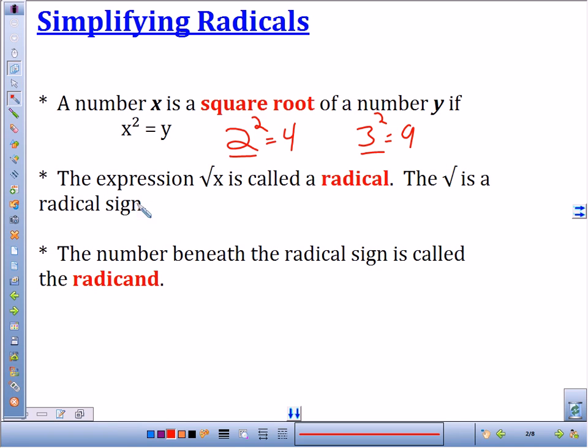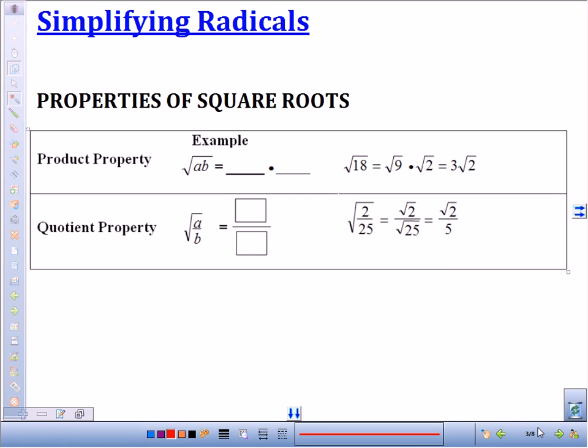Now, the idea behind simplifying radicals is splitting up whatever numbers we have as the radicand into perfect squares, right? Because whenever I have a square root, I can always remove perfect squares. I can't remove things that aren't perfect squares from underneath radicals, but I can remove perfect squares. So, to do this, we're going to use a couple of different properties. The first is called the product property. Now, the product property, you might be aware of, refers to multiplication because product means multiplication.